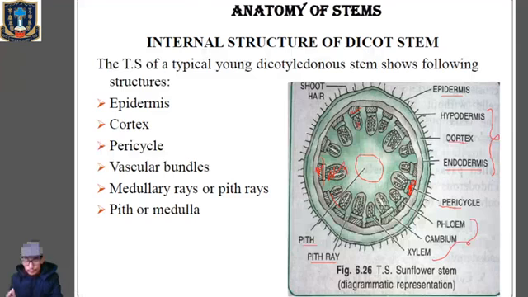Then let's go to xylem, which is the innermost layer of the vascular bundle, because xylem is present towards the inner side. This is the xylem. So it is present towards the inner side, towards the center of the stem, that is pith. Now xylem is mainly composed of vessels, tracheids, wood fiber and wood parenchyma.